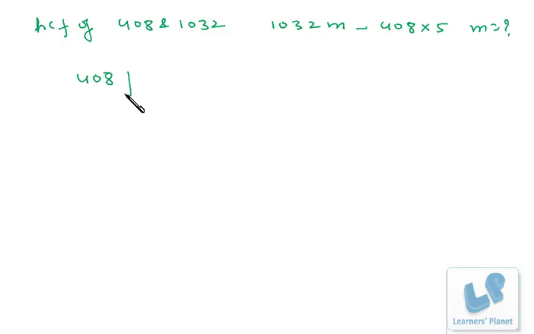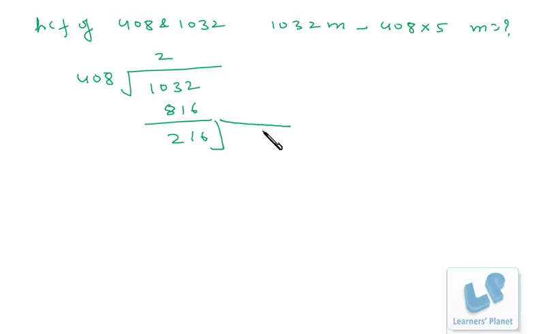So it's 408 into 1032. It's 2 times, it's 816. So it's 216. So the remainder is not 0. That means 408 is not HCF. Now for the next step, I just write 408 over here. So it will just go once, deduct 216. So we get 192. Still the remainder is not 0. That means even 216 is not the HCF. Now next step.